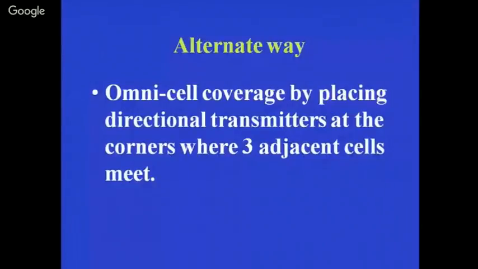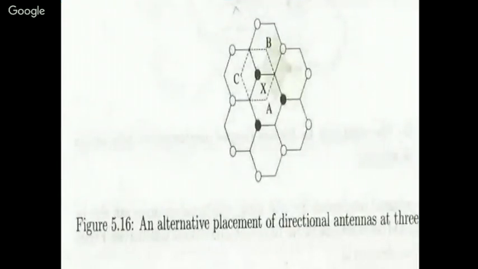Alternate way. So far we have been putting the transmitting tower or BTS at the center only. Is it possible to put it in the corner also? Whatever discussion we have done, we have always put the transmitting tower at the center of the cell. But it is not necessary to put the transmitting tower at the center. See here, put it at the corners, and it will give the same effect as putting it in the center.